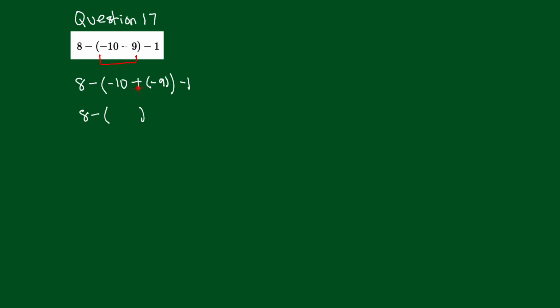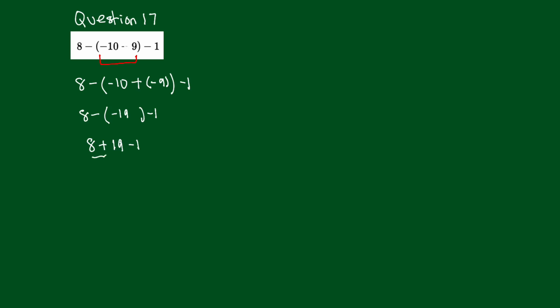You just add their absolute values. 10, 9, so that'll give me 19. And then I use the common sign, negative. So I'll have negative 19 and then minus 1. Now, subtraction again. Change subtraction to addition of the opposite. Now that's going to become an addition sign, and the opposite of negative 19 is 19. So we'll have 8 plus 19, and then I still have that minus 1.